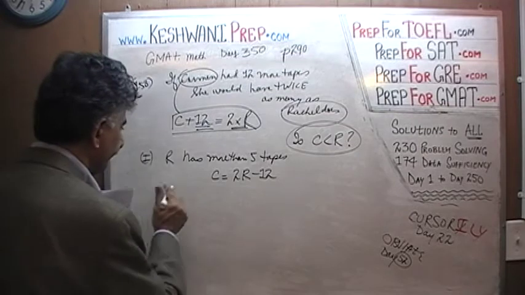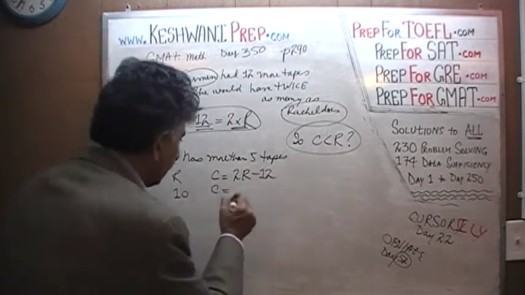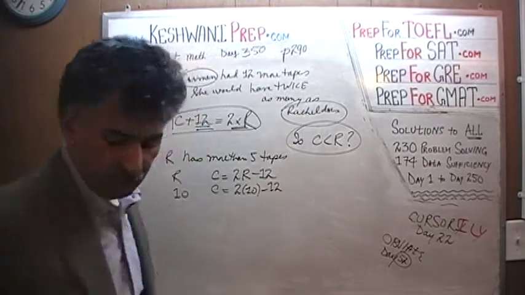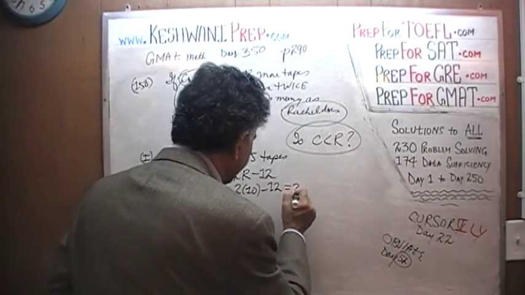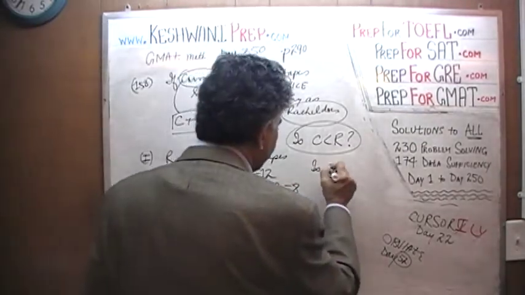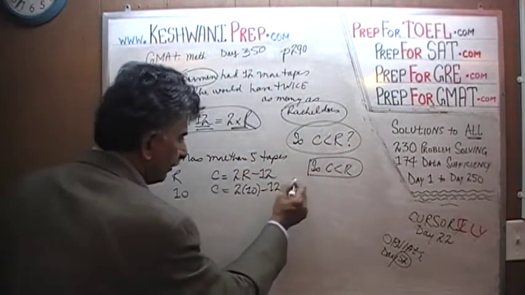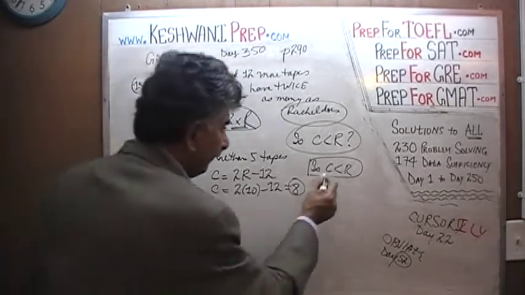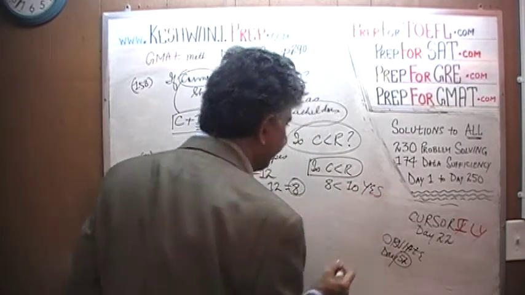Let's put R here. So if Rachel happens to have 10 tapes, then Carmen would have 2 times R, which is 2 times 10, minus 12. 2 times 10 is 20. 20 minus 12 is 8. And the question is, is C less than R? Well, C turns out to be 8. And R, we pretended to be 10. Is 8 less than 10? The answer is yes, it is.